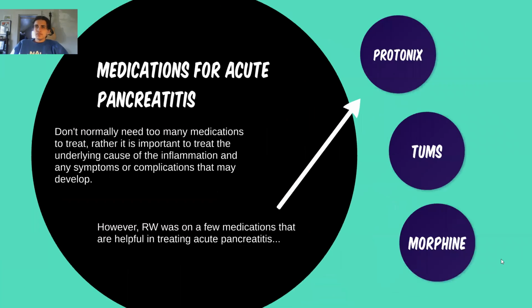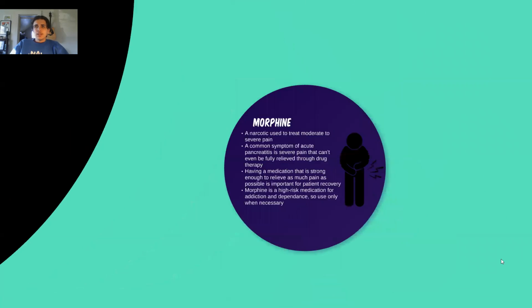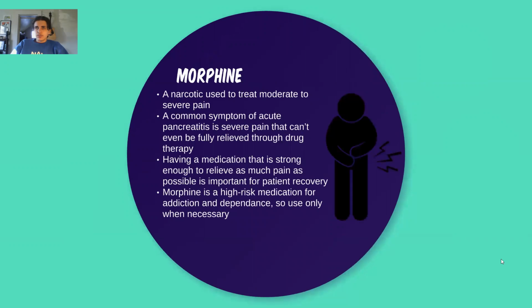And the last one is morphine. It's a narcotic used to treat moderate to severe pain. A common symptom of acute pancreatitis is severe pain that can't even be fully relieved through drug therapy. So having medication that is strong enough to relieve as much pain as possible is important for patient recovery. Morphine is a high-risk medication for addiction and dependence, so use it only when necessary.